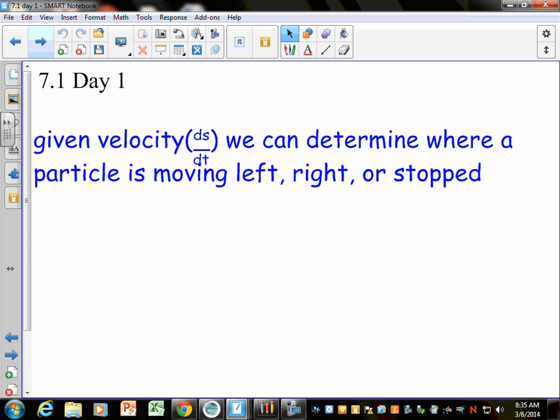Okay, so this chapter, this first section, I feel like isn't so bad to do today because we've done this before. It's maybe just kind of writing it a different way. But it says given velocity, which is the derivative of the position function, yes? So position function is s, we say velocity is ds over dt. We can talk about a particle moving left, right, or being stopped. Because if it's moving left, what do we know about its velocity? It's negative, so we could say ds over dt is less than 0.